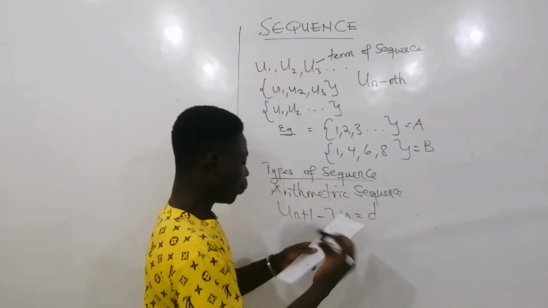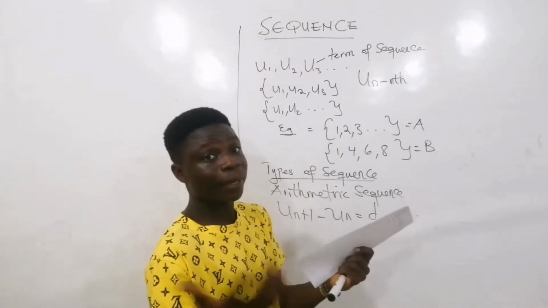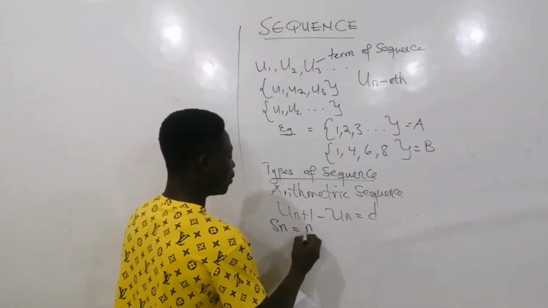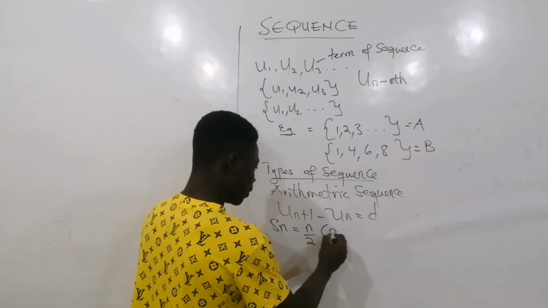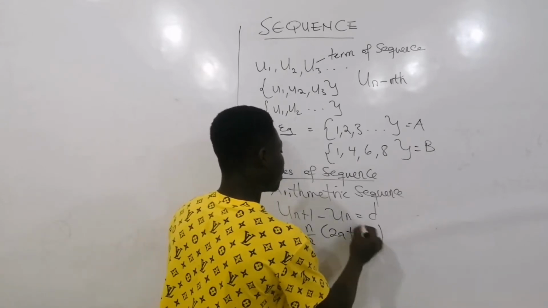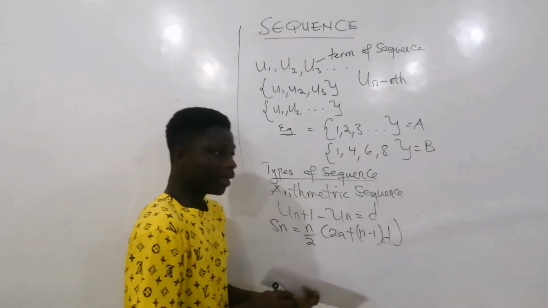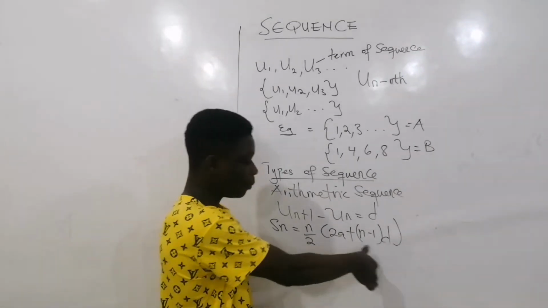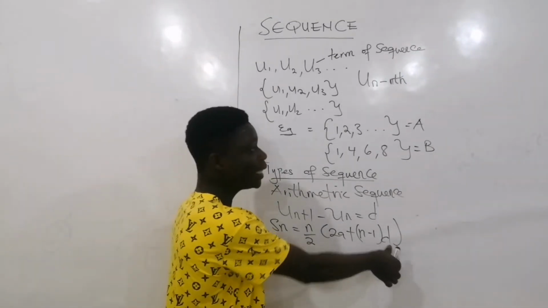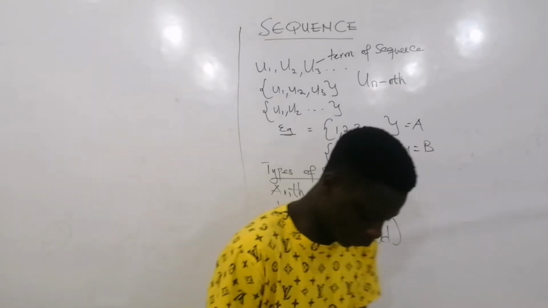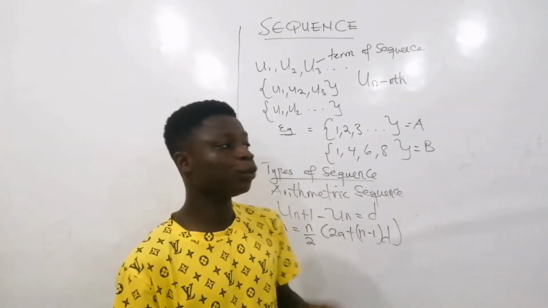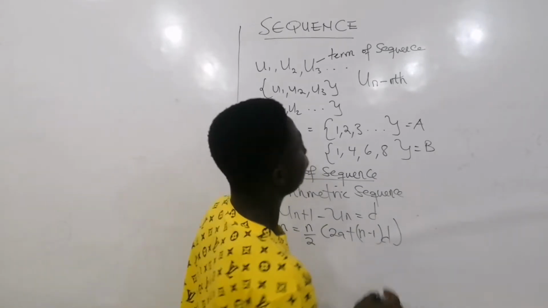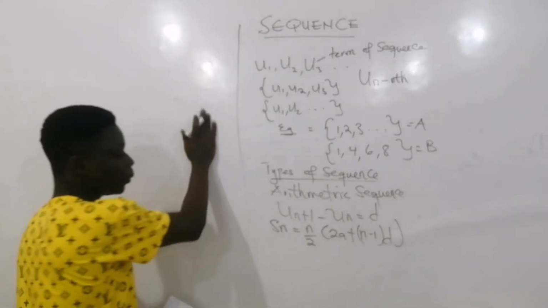Now we have something called the sum of an arithmetic sequence. Note this formula: Sn is equal to n over 2 into bracket 2a plus n minus 1 d. Here n is the number of terms, a is the first term, and d is the common difference. We're going to take one example and try finding the sum of the arithmetic sequence.